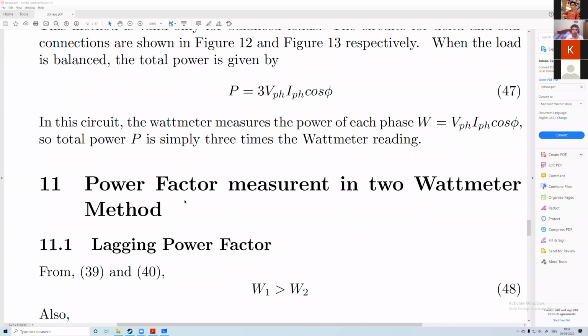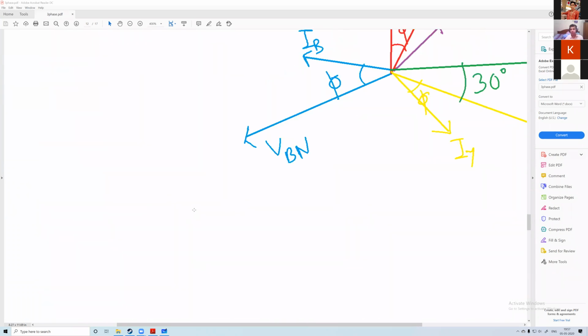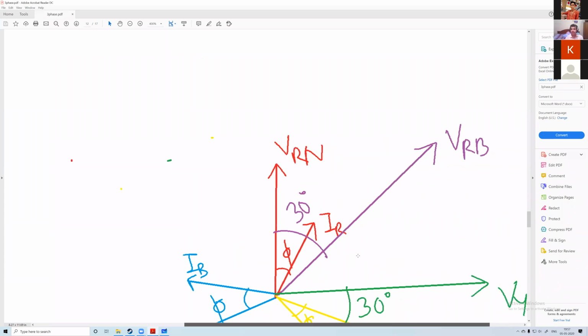Okay. Now, first case, we assume that the load is lagging for this case. If the load is lagging, then W1 will be greater than W2 or W1 will be less than W2. What will happen in this case?